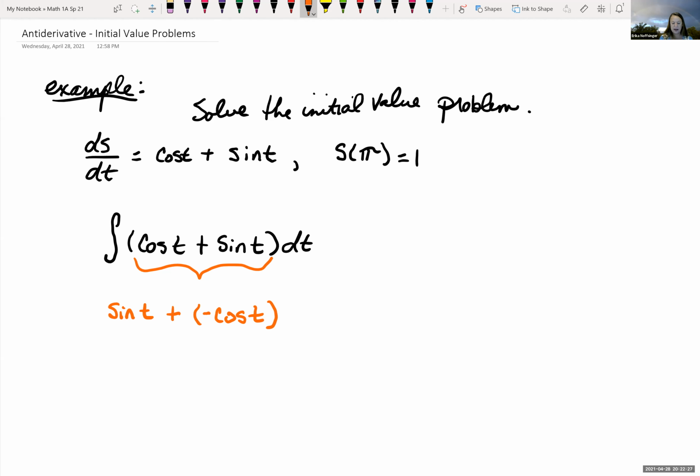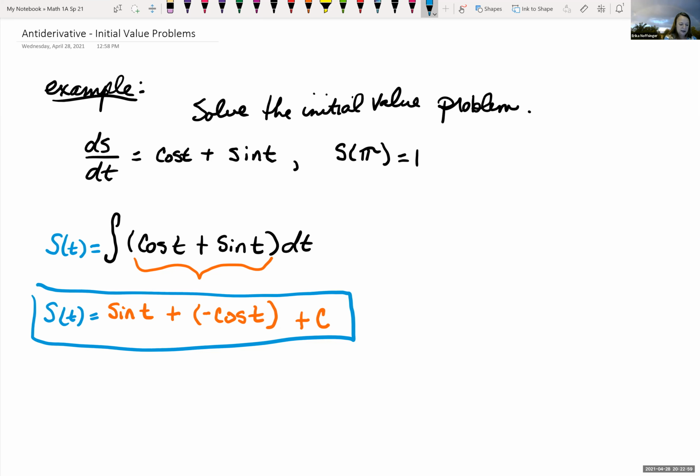We talked about that we have to, or we can add a constant in here, c, when we're doing indefinite integrals. And so this right here is our function s of t. It's equal to the antiderivative of our derivative. But we want the function, and we don't want c in here.